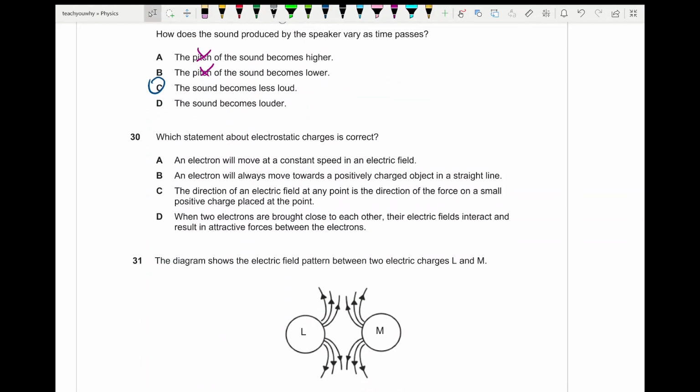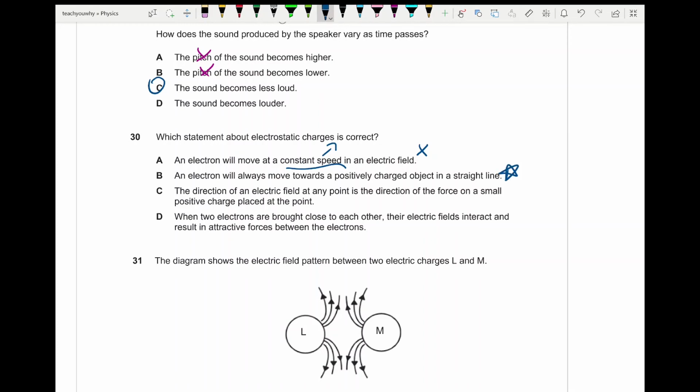Which statement of electrostatic charge is correct? An electron will move at a constant speed in an electric field. No, it doesn't move at a constant speed. Why? Because it's in a force field. So by right, it will accelerate, as it's experiencing a force in an electric field. Therefore, it will accelerate rather than move at a constant speed. An electron will always move towards a positive charge in a straight line. Let's see whether this is true. This is debatable. Let's put a star.